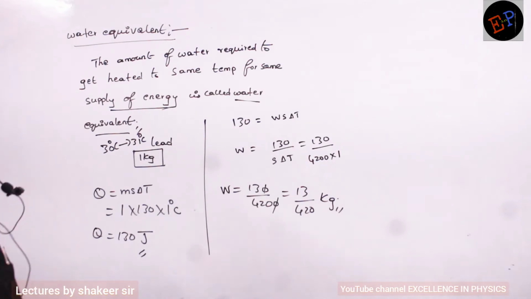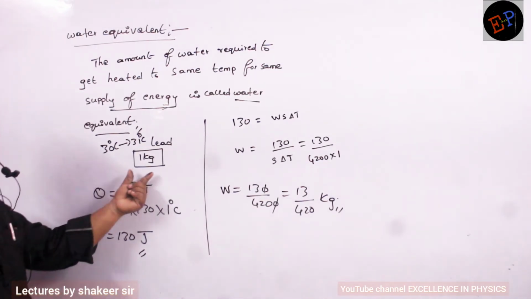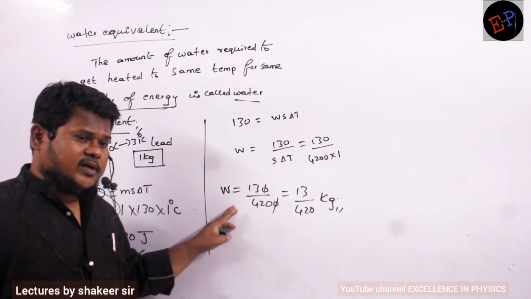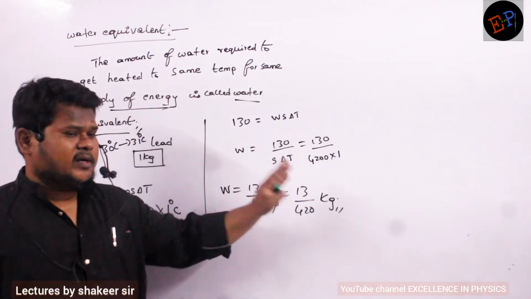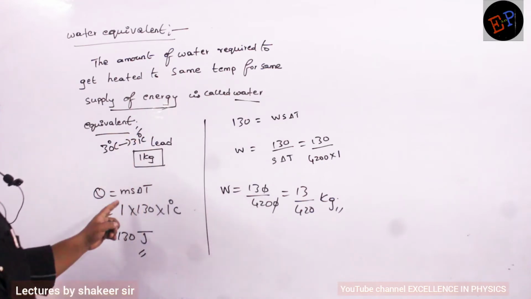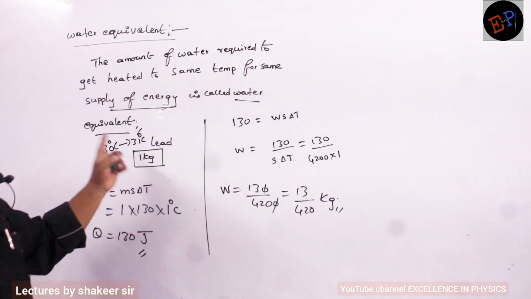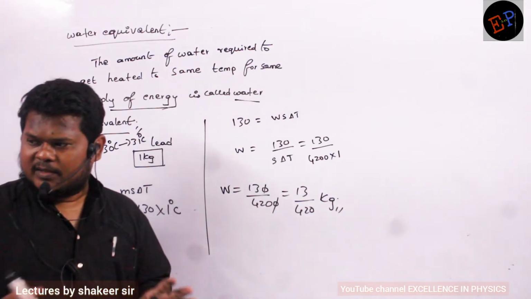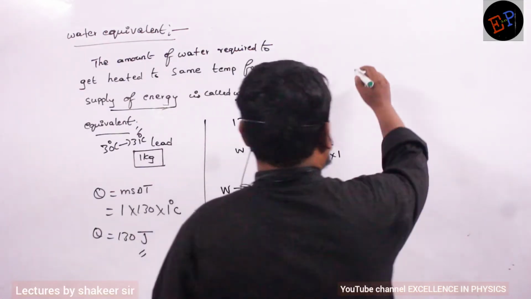Understood, no? Lead metal, how much do I have to take? Lead metal 1 kg. But water, how much do I have to take? Only 13 by 420 kg if I take. Then if you supply 130 joules, temperature rises by 1 degree Celsius. That is called water equivalent. Are you able to understand? So equation wise, how can I write?